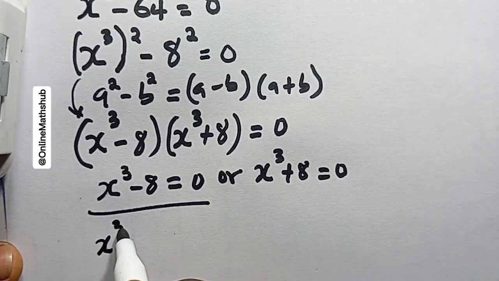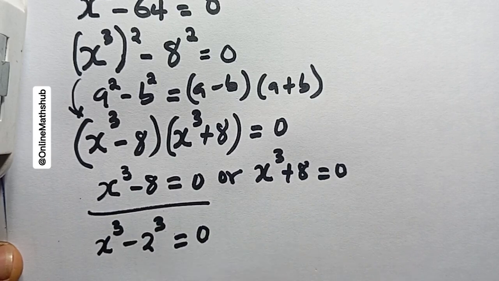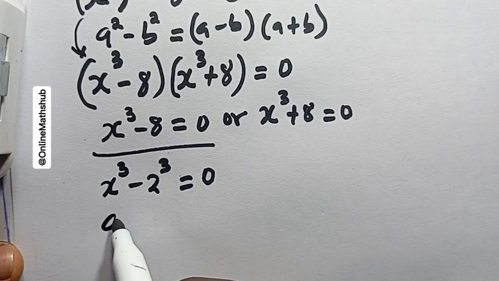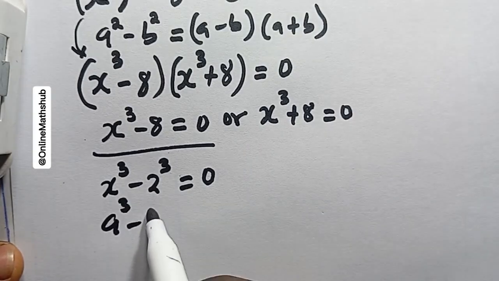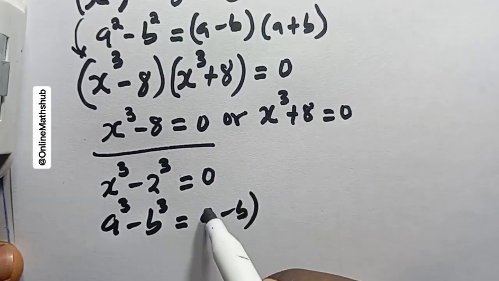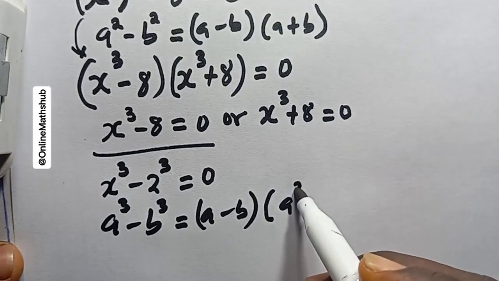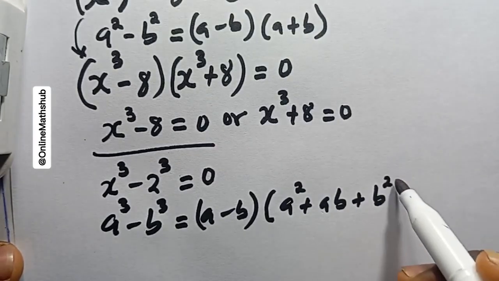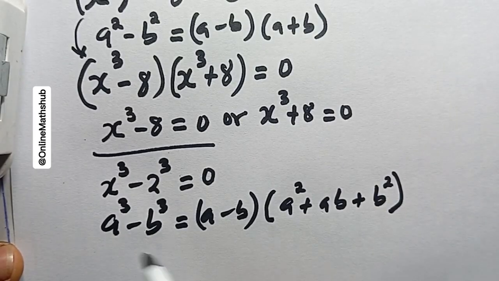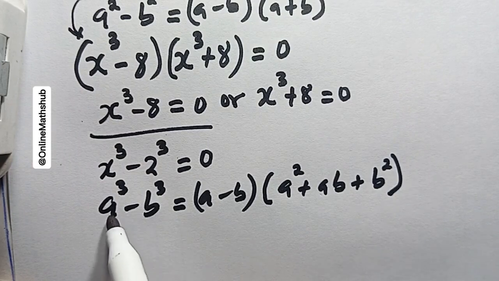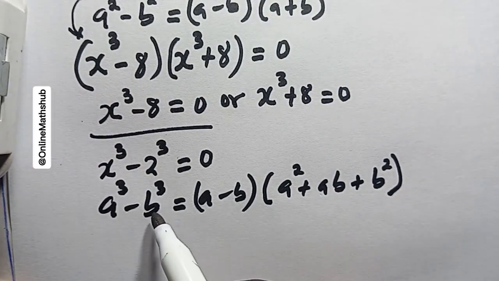x power 3, I can write this 8 as 2 power 3, is equal to 0. Okay, and you can see that this is the difference of two cubes, and you can remember that if you have a power 3 minus b power 3, you can expand this to be a minus b, and then multiply by a squared plus ab, and then plus b squared. So when you multiply this, it gives you the difference of two cubes. Applying that here, a is the same as x, and b is 2 here.